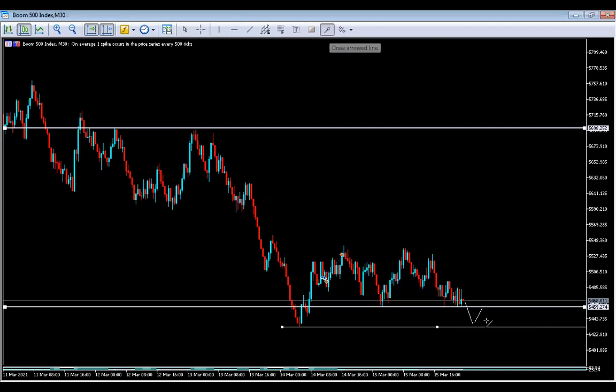Then I'll draw something like this. Why am I drawing something like this? I'm trying to show that whenever this market breaks out, it's going to come here and support is going to move it back upward to resistance. And if this resistance is good enough and strong enough, it can push this market to break out again.